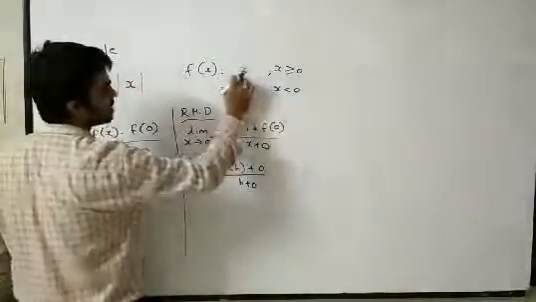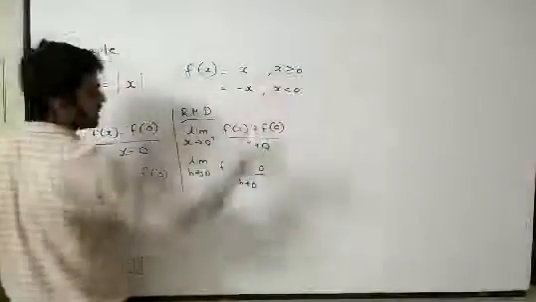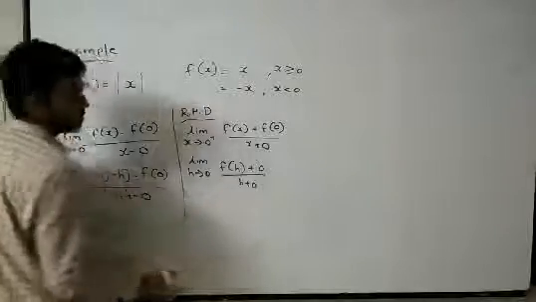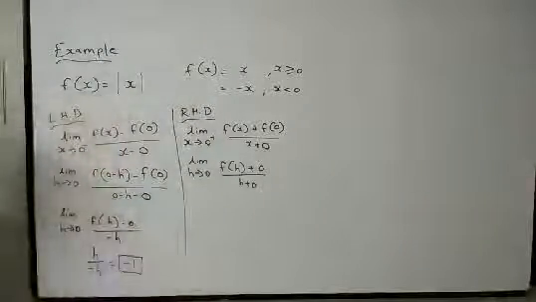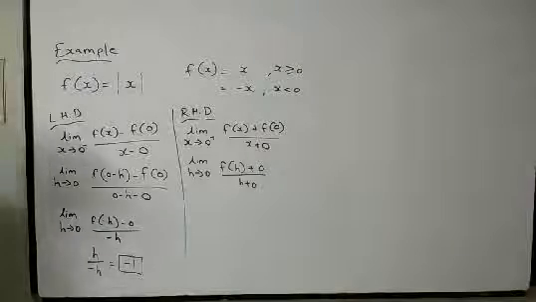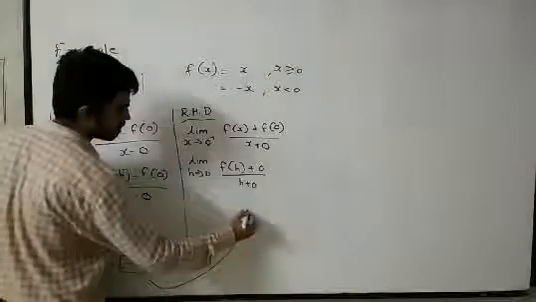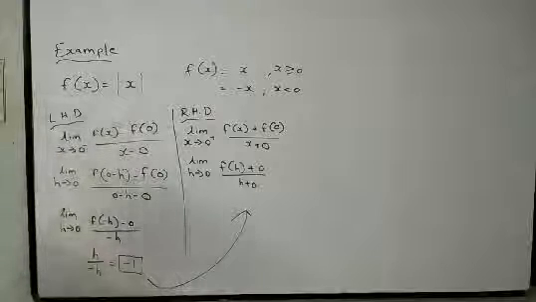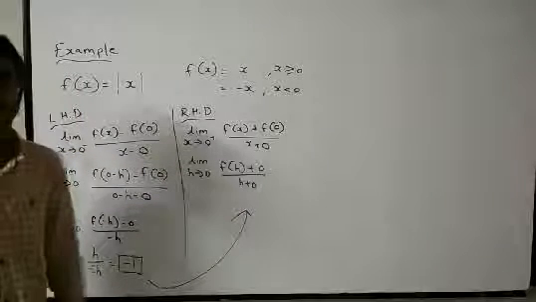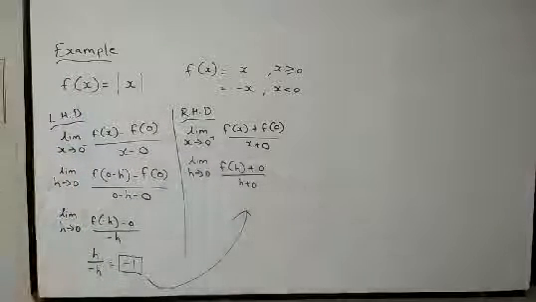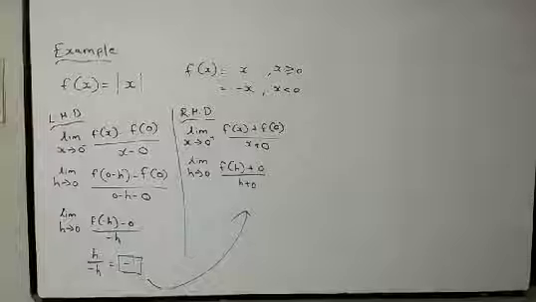So x is greater than 0, then if f of x is x, what will be f of h? It is h, and h tends to 0. What will be our answer? Just calculate. Will it be equal to minus 1? No. Why? Will it be equal to minus 1? Yes or no?